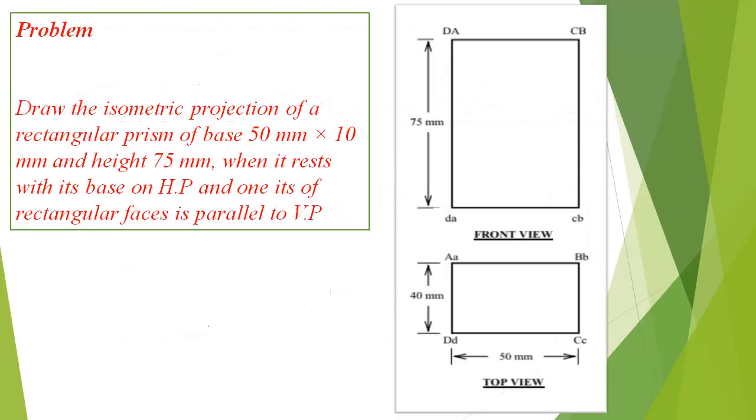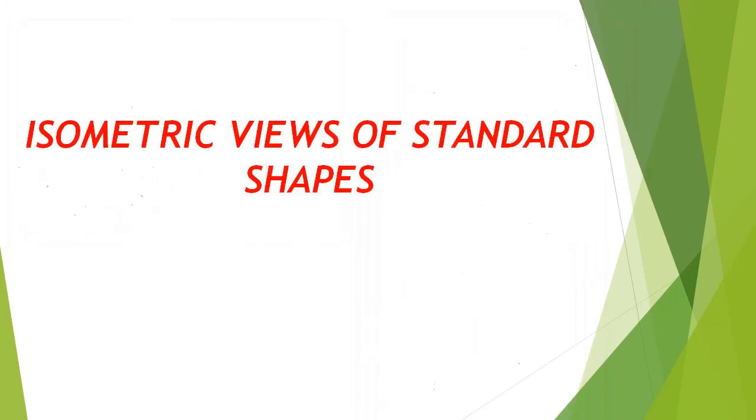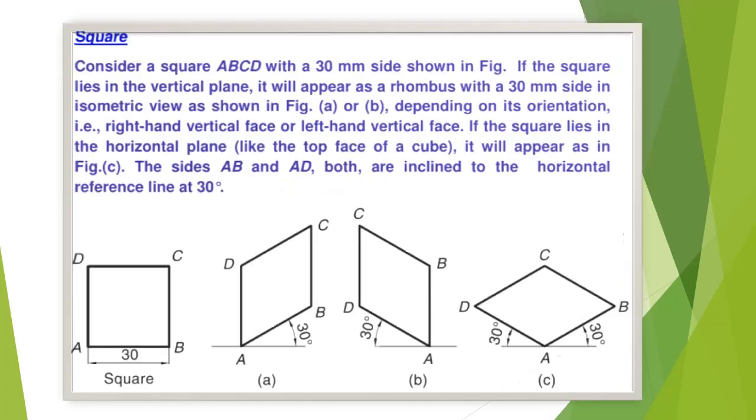Now we will study the problem. Construction of isometric scale is shown in Figure 1. Figure 2 indicates isometric axes. And Figure 3 indicates isometric projection of given problem. Now we will study isometric views of standard shapes. Isometric projection of square. Consider a square ABCD with length of sides as 30 mm as shown in figure.